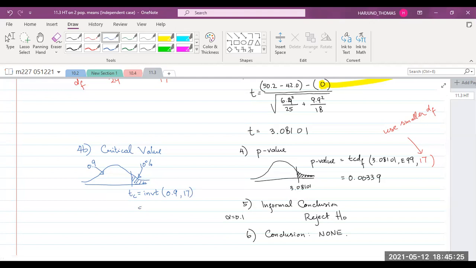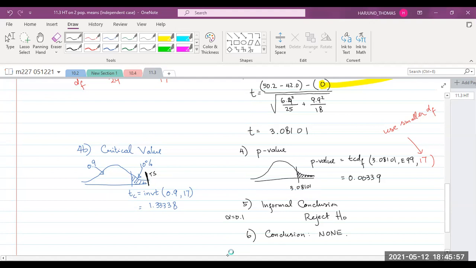Area to the left is 90%, degree of freedom 17. My calculator will take some time. I get 1.33338. My test statistic is 3 point something, however. So the conclusion will still be the same. The conclusion will still be reject null hypothesis.